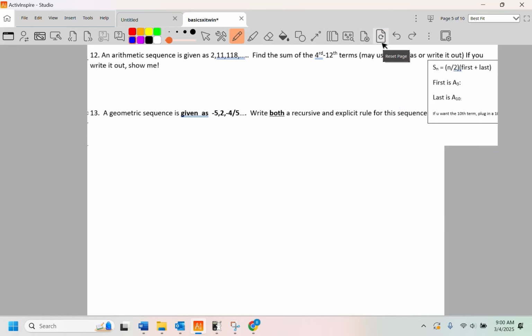All right, a geometric sequence is given as -5, 2, -4/5. Write both a recursive and explicit rule for this sequence. So you're going to use a slightly different form other than the piecewise. Your explicit, which was given to you on your quiz, is that the nth term is the first term times the ratio raised to the n minus 1.